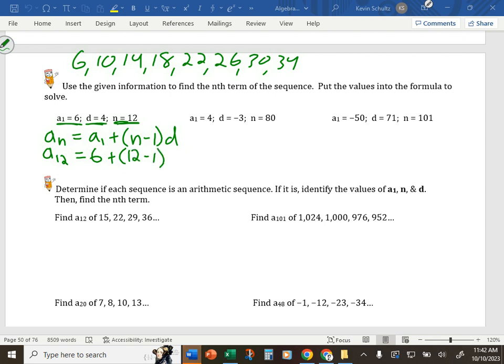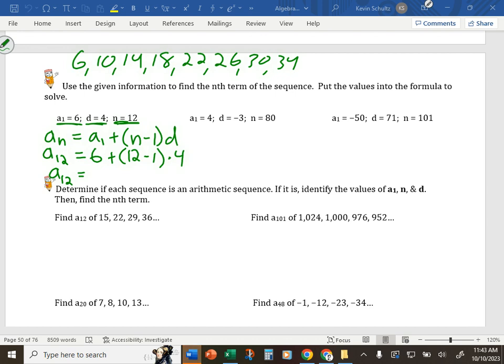Minus 1. Why? We'll talk about that shortly. Times d. D, the pattern, we're adding 4. So times 4. Go ahead and calculate this. What is 6 plus 12 minus 1 times 4? What is the 12th number in this sequence?